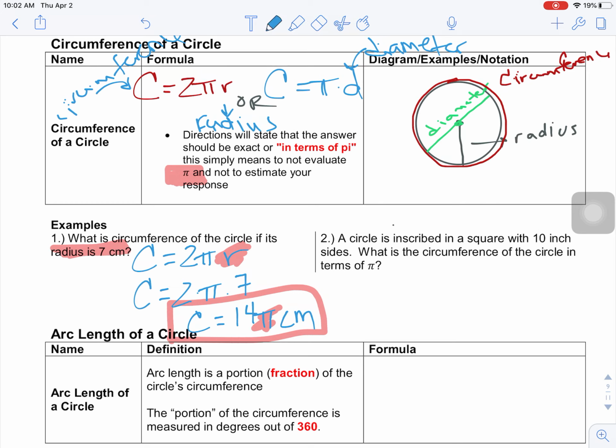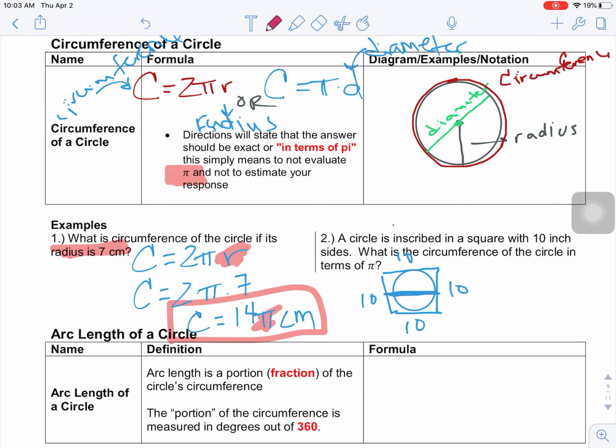In example number 2, a circle is inscribed in a square with 10-inch sides. What is the circumference of the circle in terms of pi? So I want to draw that here. Here's my circle, and then I'm going to roughly put a square around it. The sides of my square are 10. And since it's a square, all the sides are the same. If I had drawn my picture better, we could see that the diameter is going to be the actual length of a side, and that would be 10 as well.